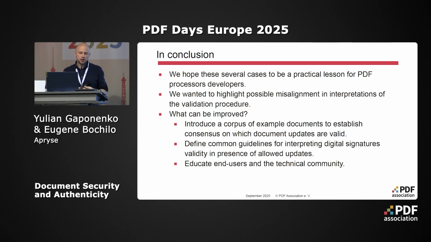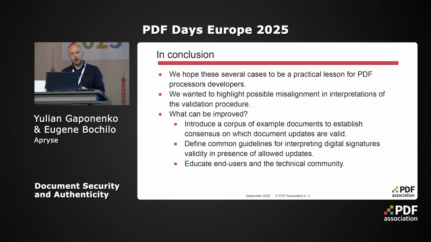What can be improved here? I think maybe the ideal case scenario, I don't believe that much that kind of procedure can be defined in the specification completely in a strict way. Like I've said, this is a non-trivial operation. However, maybe what could help, and what would be a little bit more practical solution and maybe the best outcome for me, is if we could have a corpus of example documents that would establish agreed upon consensus on which document updates are valid, which are not.